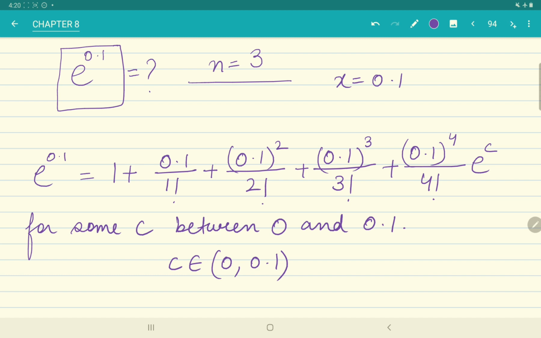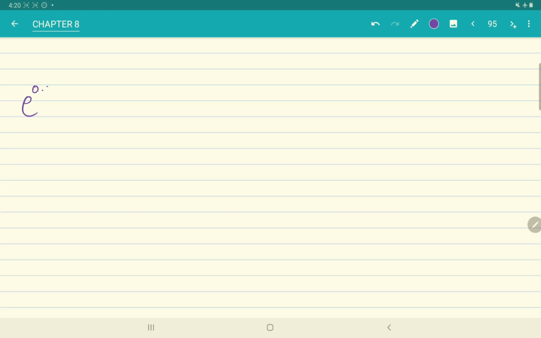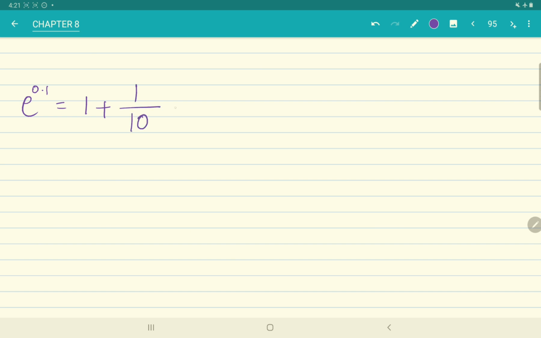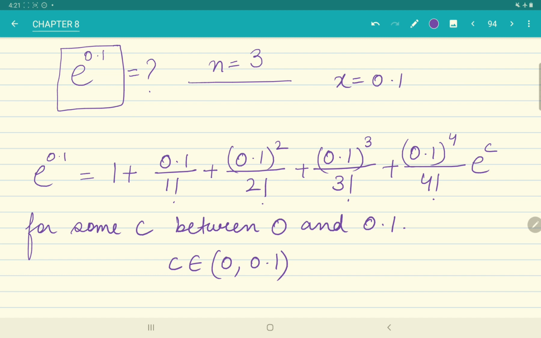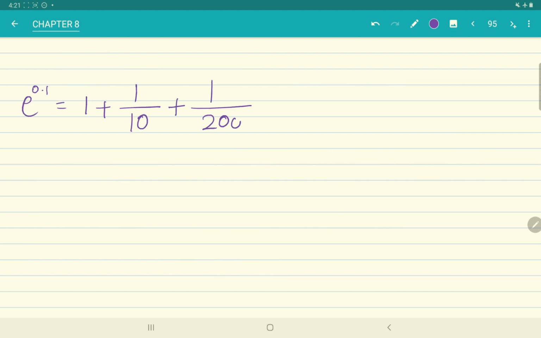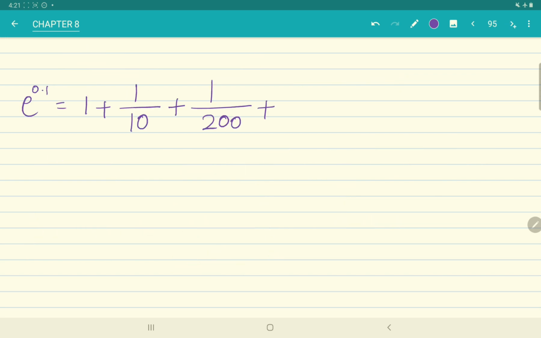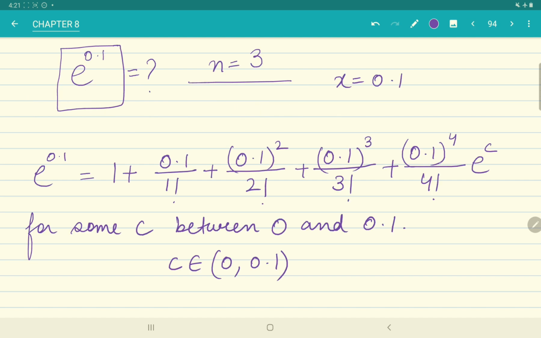I can now write what this is. e raised to the power 0.1 is equal to 1 plus 1 by 10 plus 1 by 200, then this should be, it's 3 factorial, I know, is 6, and it's 0.1 cubed. That means it should be 1 by 6000, and here it's 0.1 raised to the power 4.